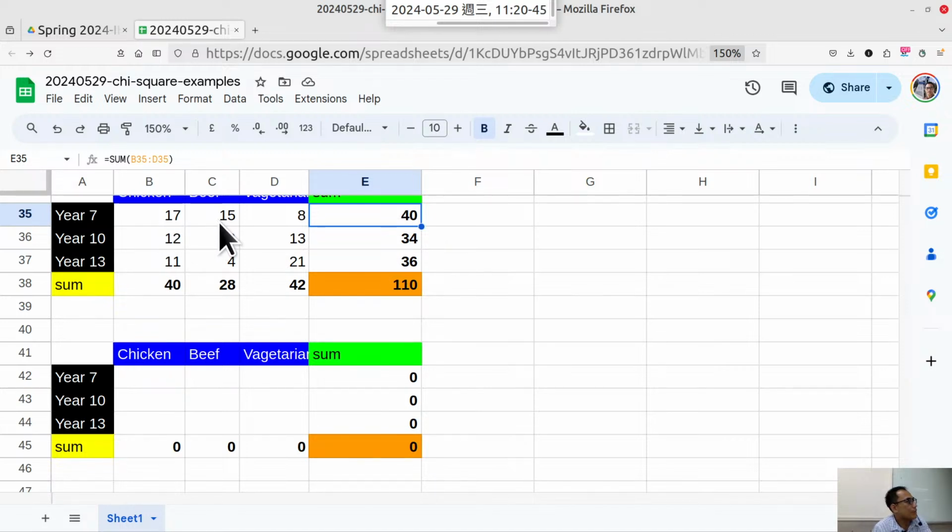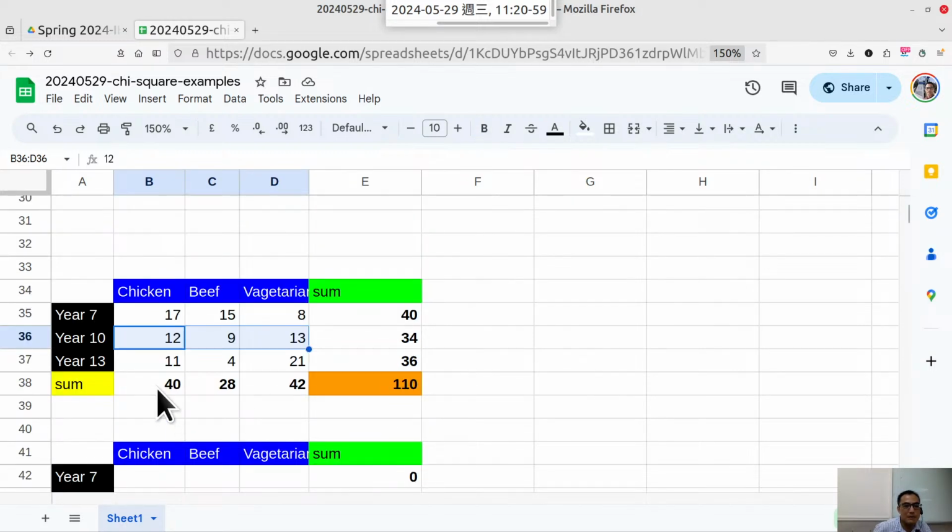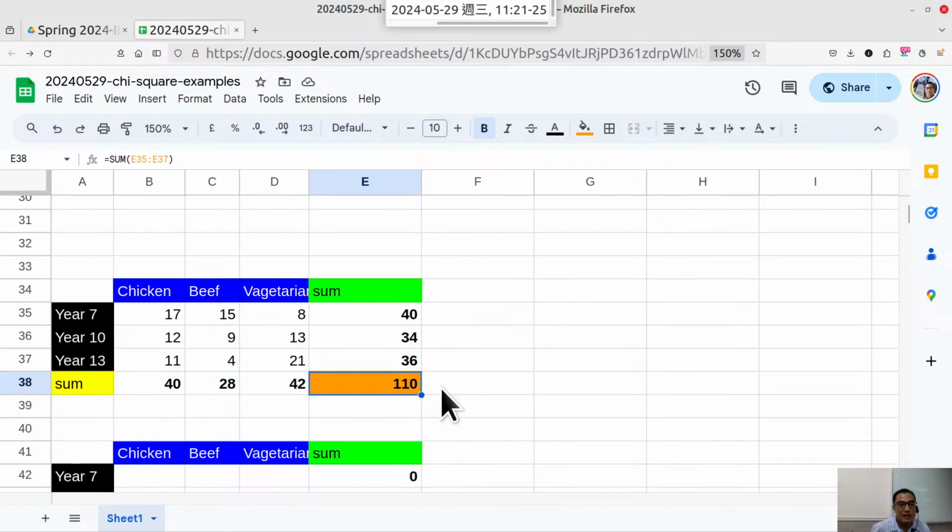17 plus 15 plus 8, that's 40 students at the age of 7. The same, 34, it means the sum of students in year of 10. And from this column, the sum 40, it means totally 40 students choose the chicken as their lunch. And 11 from year 7, 12 from year 10, and 11 from year of 13. And now the total number is 110. Okay, now here is observed.